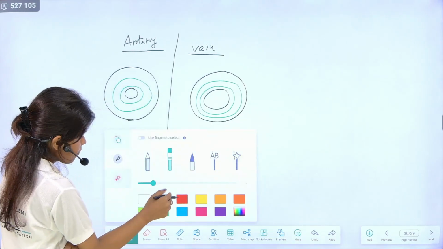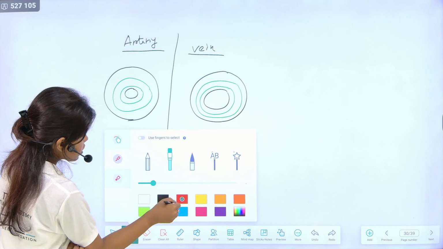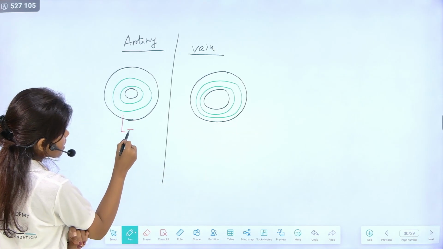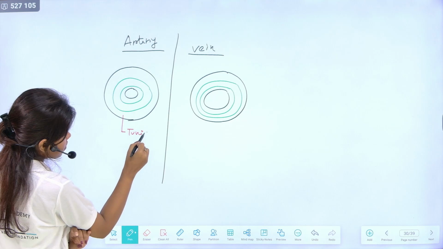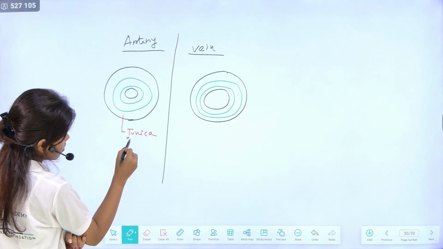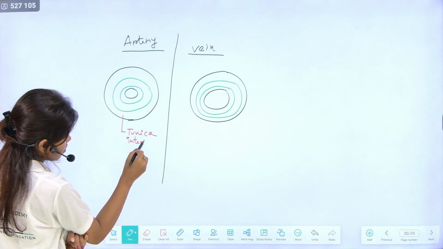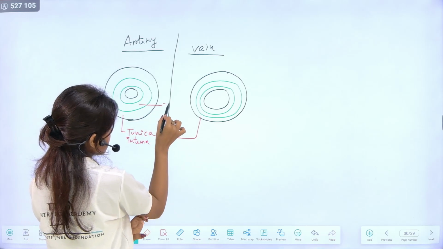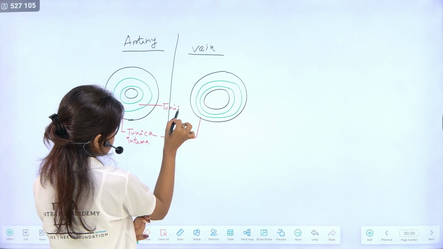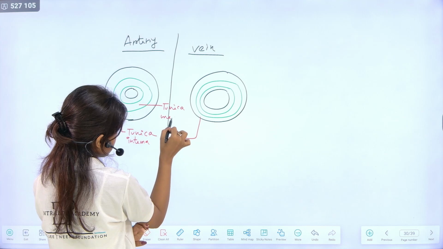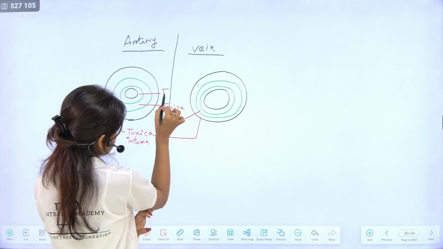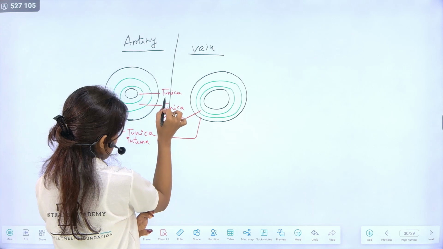Here you can see the layers of artery, muscular layer. The outermost layer is tunica adventitia. Middle layer is tunica media. And the inner layer is tunica intima.